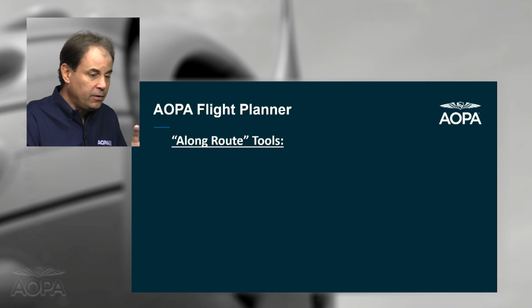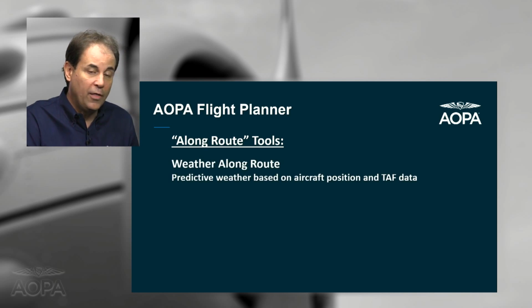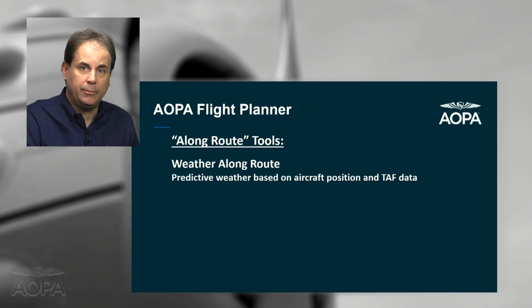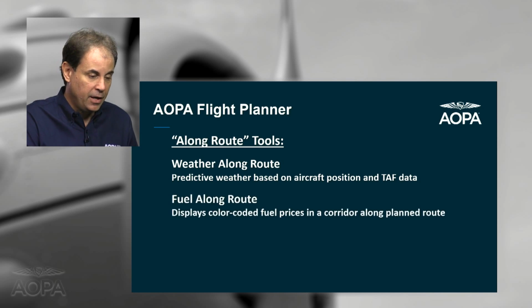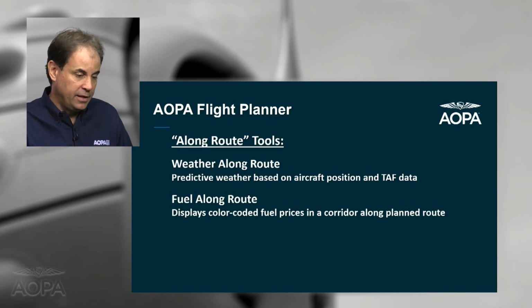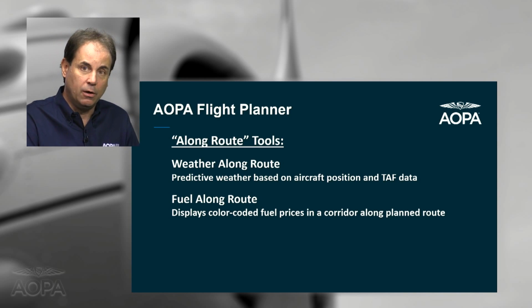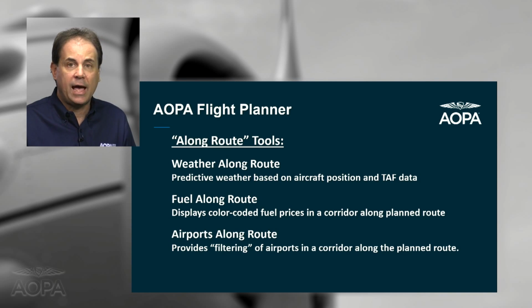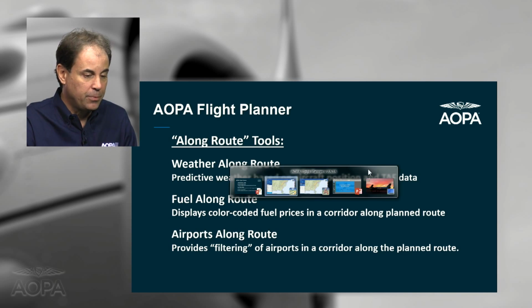So there's 3 different, or almost 4 different route tools. Weather along route, this is a predictive view of the TAF data based on when your aircraft is going to be passing that reporting station. The fuel along route, we sort of looked at that. This is the color-coded fuel prices along your route, so we did look at that a little bit ago. And the airports along route, which gives us filtering capability on airports to filter out airports that maybe don't have some of the amenities we're looking for. So let's jump back in, and we're going to again look at this same flight.